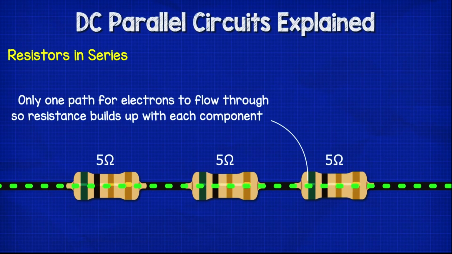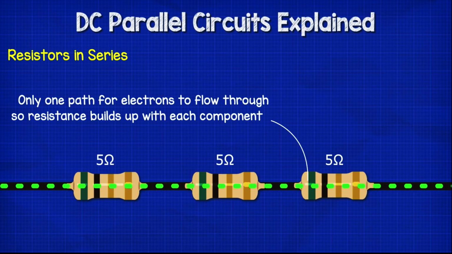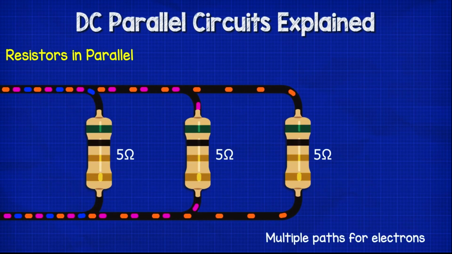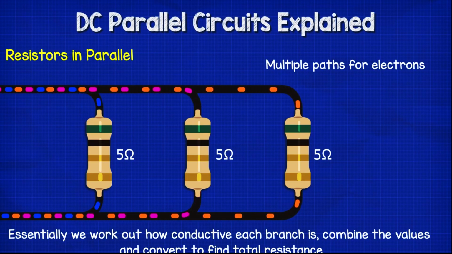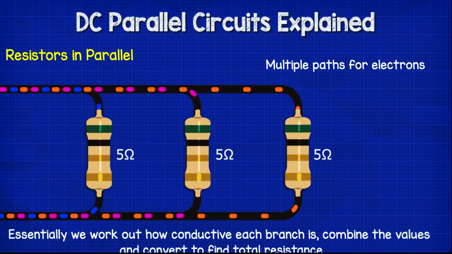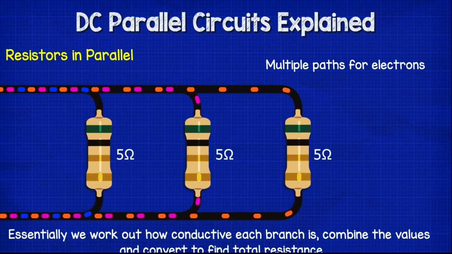Why? Because the electrons had to pass through each one. So the more resistors they passed through, the more total resistance increased. But with parallel circuits, we're providing lots of different paths for electrons to flow through. So we're instead going to work out how conductive each branch is, or how easily electricity can pass through each branch. We then combine these values and we convert that back into a resistance.